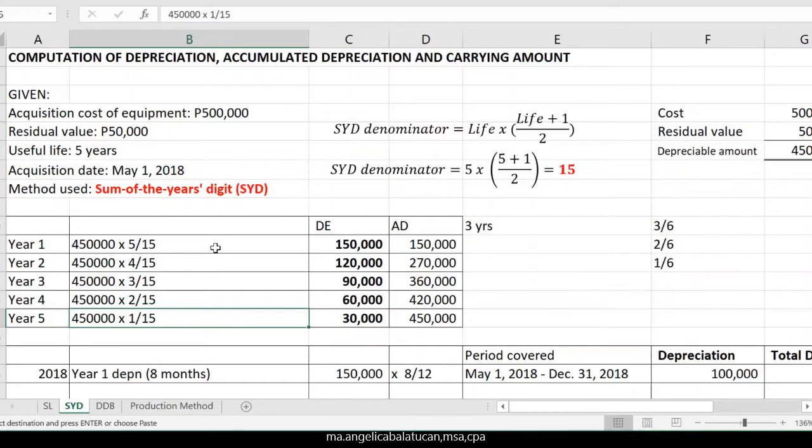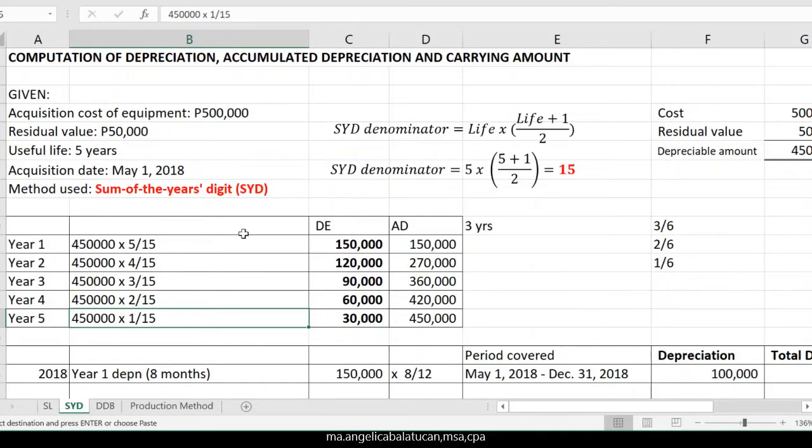Unlike the straight line method, which is uniform, the deterioration of the asset is not really uniform every year, so it is not very realistic, although it's very, very simple to apply. It does not match the benefits that we derive from the use of the asset.